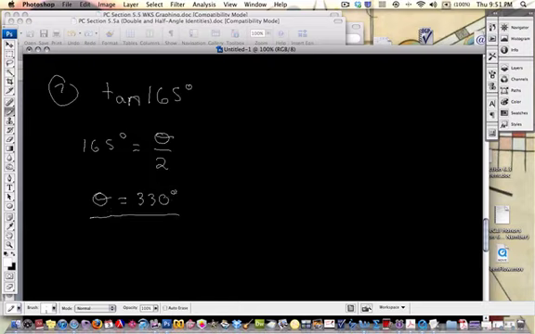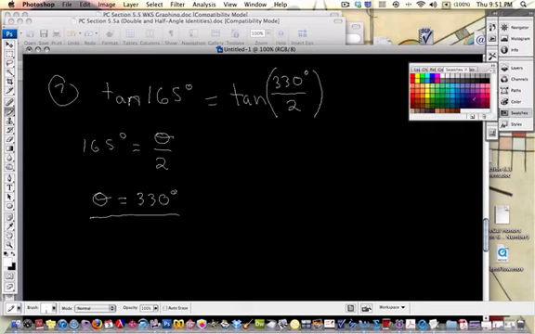So I can think of this as tangent of 330 degrees divided by 2. Okay, and let me actually highlight this in yellow maybe. That's my angle, 330. That's my theta.